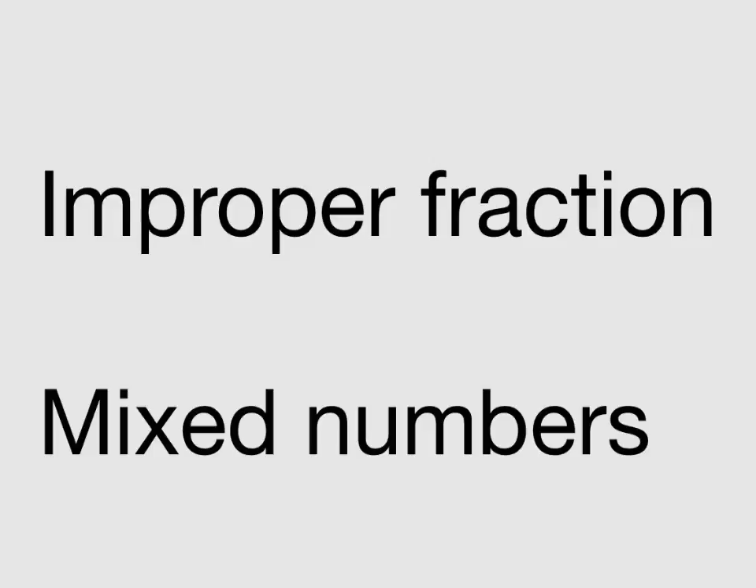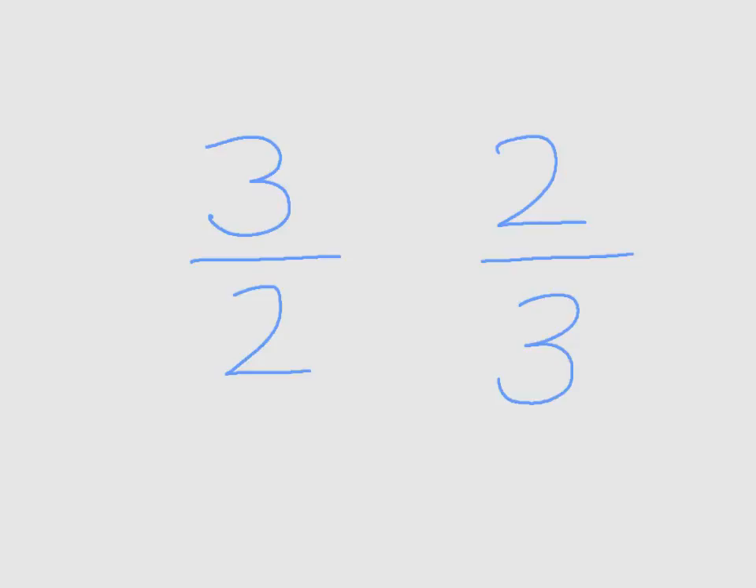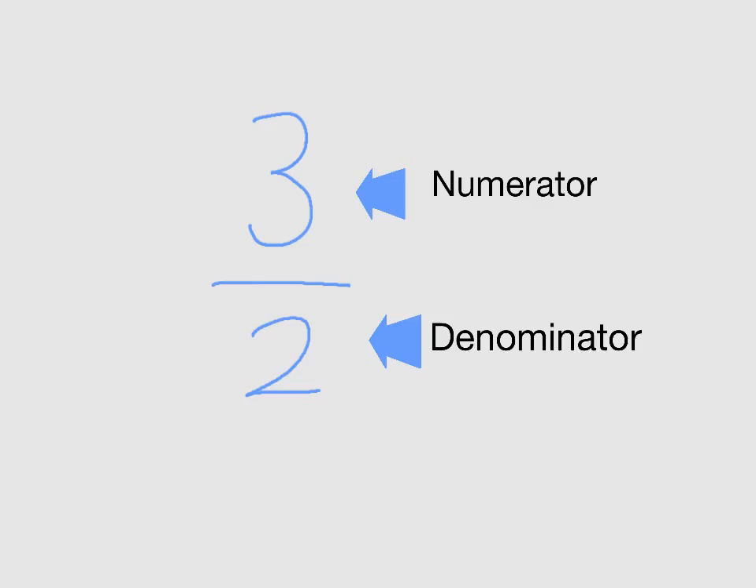Today we're going to look at improper fractions and mixed numbers and how to convert an improper fraction into a mixed number. Have a look at the two fractions on the screen. Which one is the improper fraction? That's right, 3/2 is an improper fraction because the numerator is larger than the denominator.